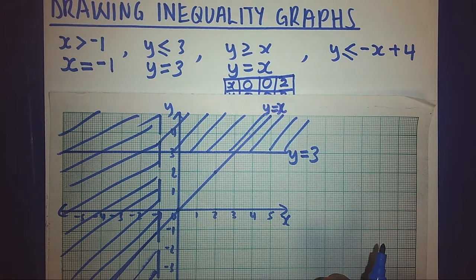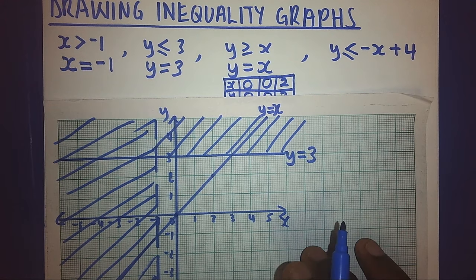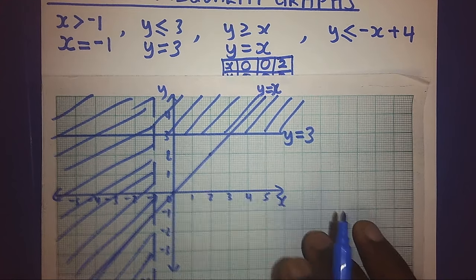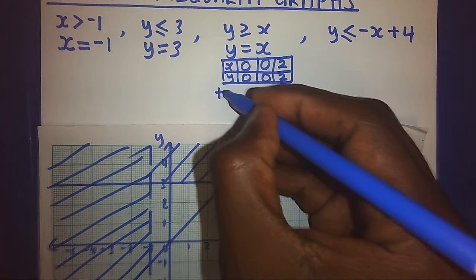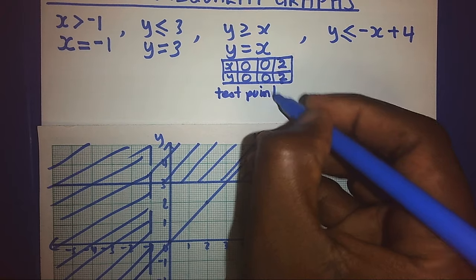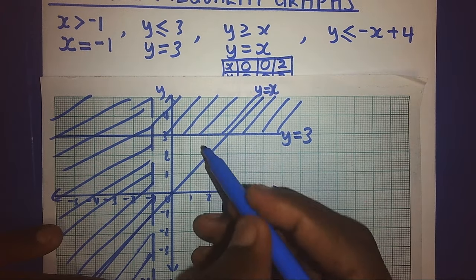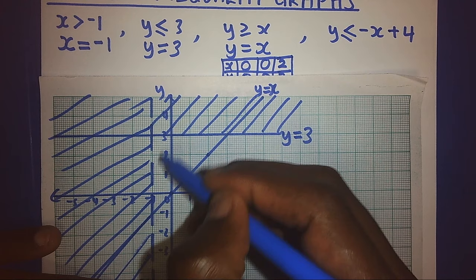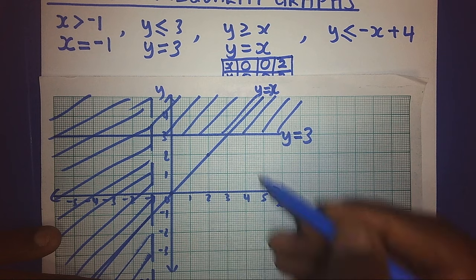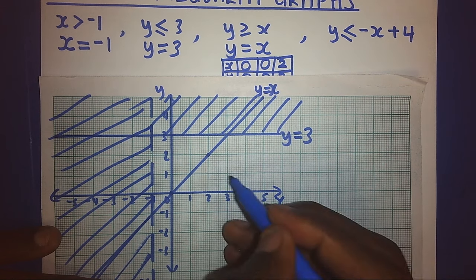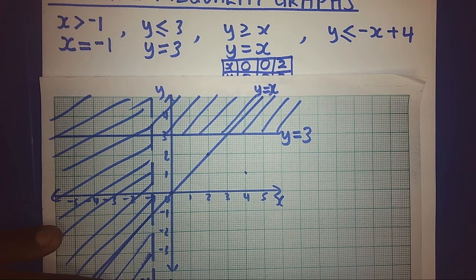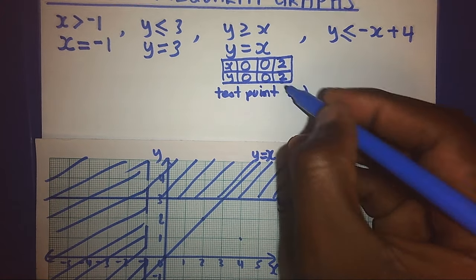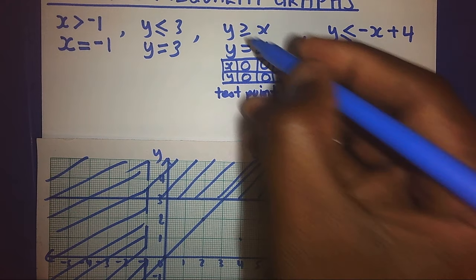After drawing my line, I will have to get a test point so that I can know which side I can shade. Let me get my test point. Remember, a test point is a point that is not touching the given line. It means this point should be either this side or the other side. I can take a point, let's say this one here. 4, 1. The point 4, 1. Then I substitute my test point in my inequality.